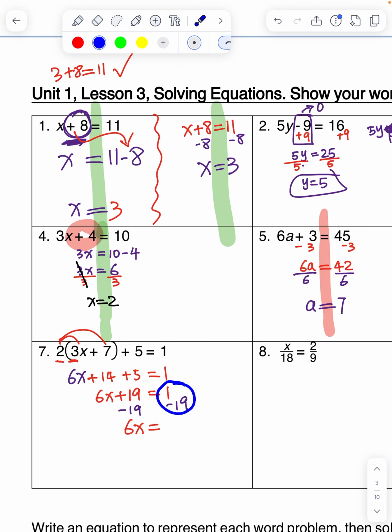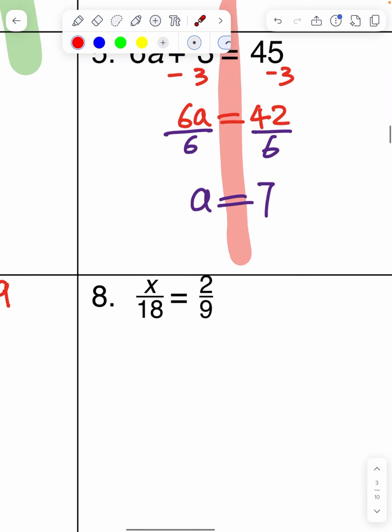1 minus 19, that is negative 18. 1 minus 19, right? 1 is not big enough to take away 19, so we have to borrow. So negative 18. So divide both sides by 6. So x equal to a negative number divided by a positive number. That's negative 3.